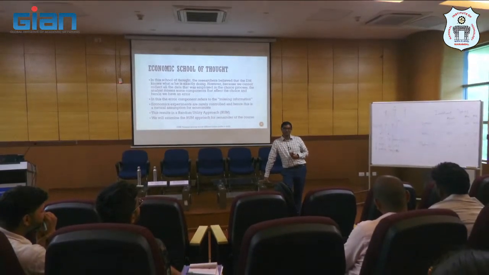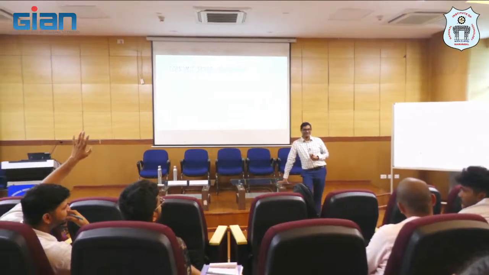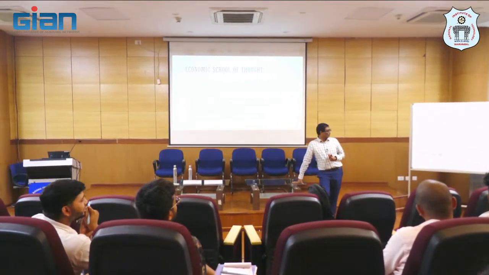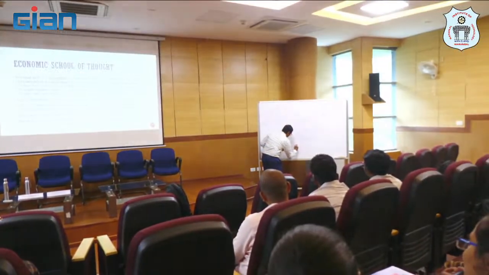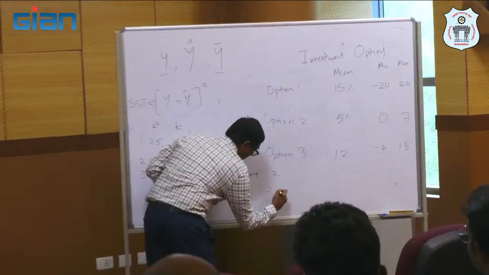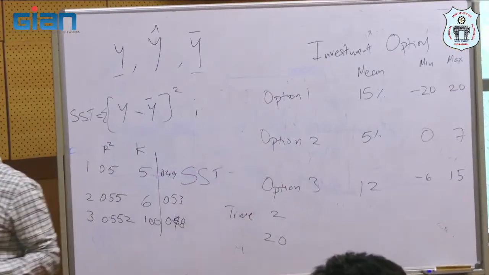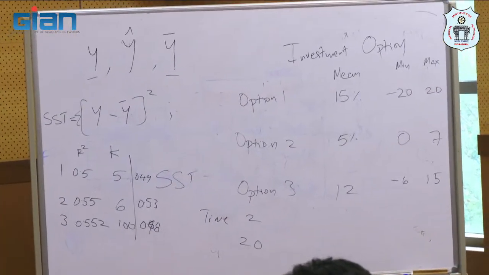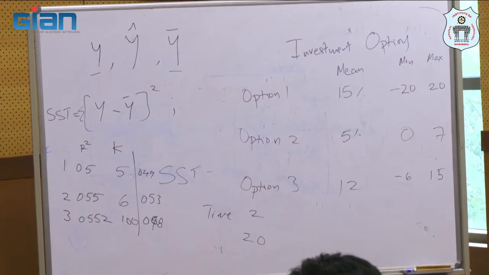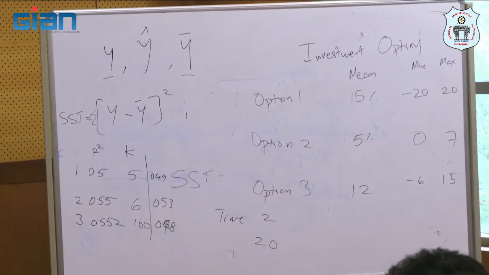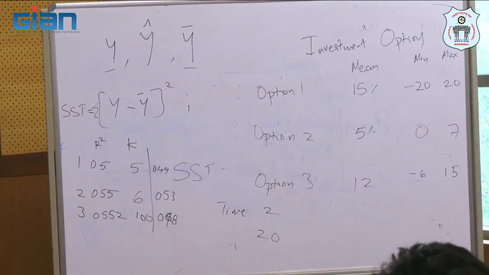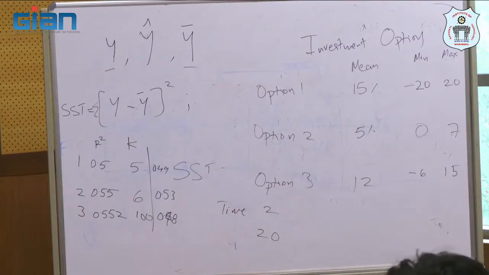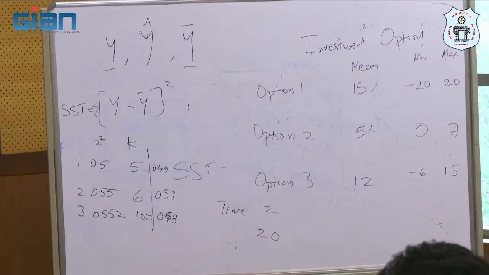How many will choose the first? Okay, how many of you? So the time is 2 years, 20 years. So now for the 20 years, which option will you choose? How many of you will choose the first one? It is for 20 years. Only 2. Okay. How many of you will choose the second option?